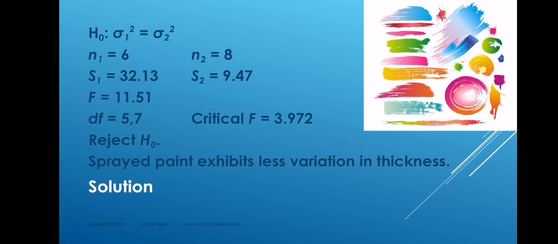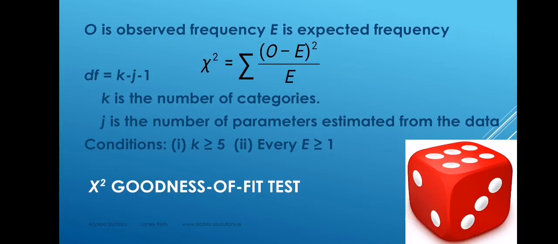So it lies in the tail, it lies in the rejection region. And therefore we reject the null hypothesis. So the variances are not the same. Sprayed paint exhibits less variation in thickness than paint applied by brush.